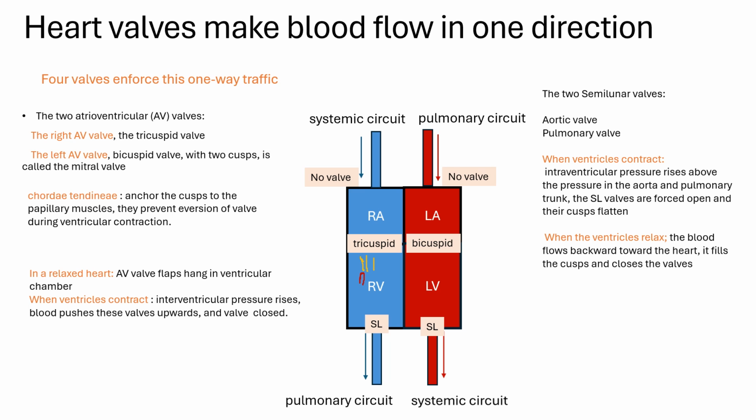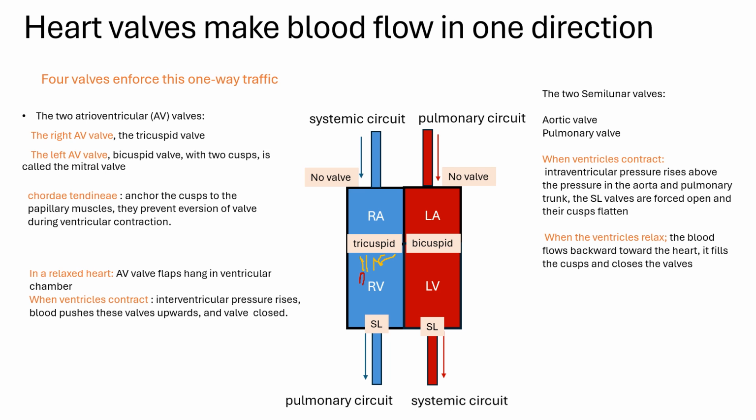When the heart is relaxed, these AV valve flaps hang in the ventricular chamber. So let me just try to draw. When the heart is relaxed, the valve is falling into the ventricle. These are the cusps of the valve, and they are attached to the chordae tendineae, and it means that this valve is open, so blood is just flowing from the right atrium into the right ventricle.